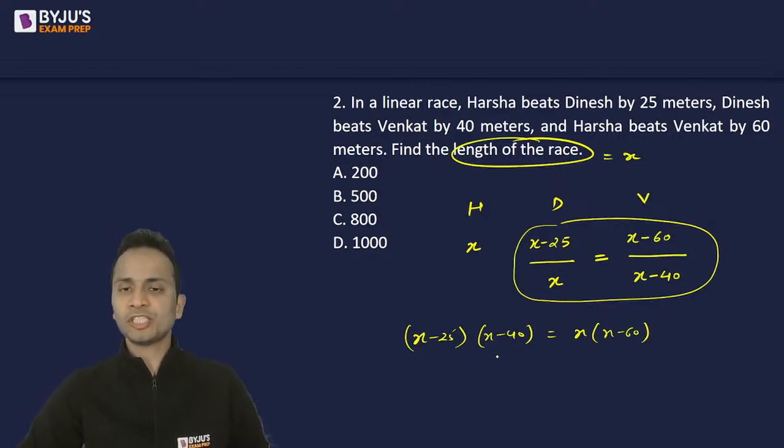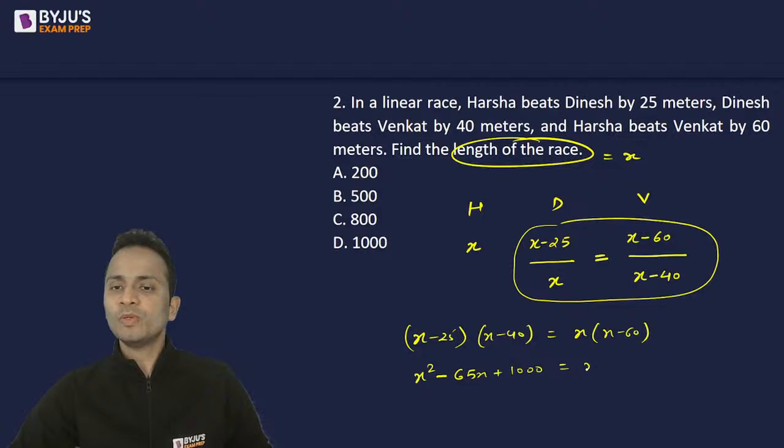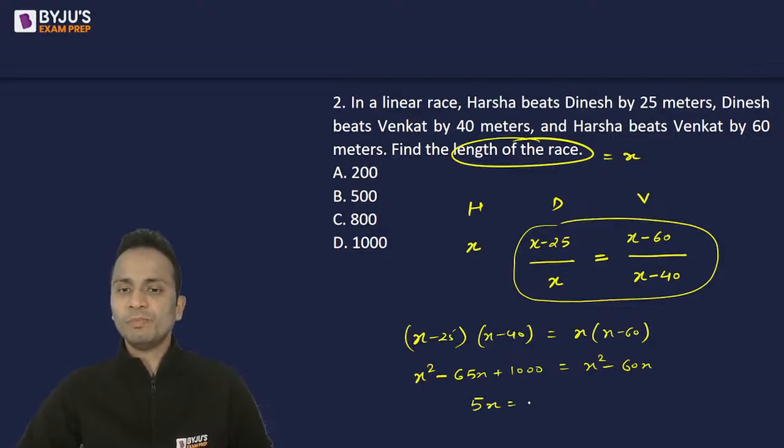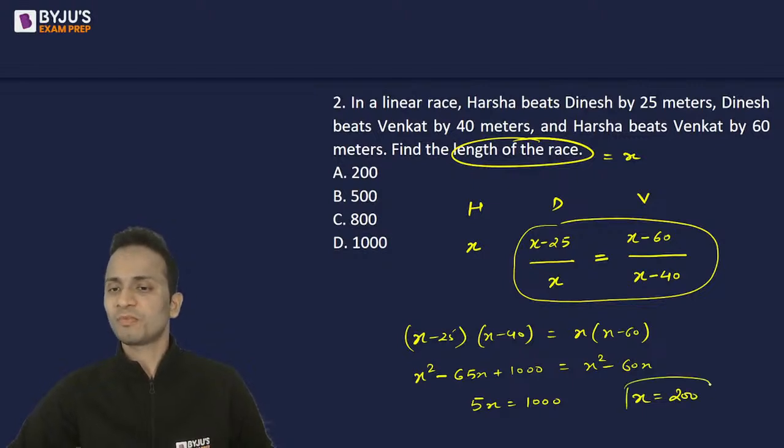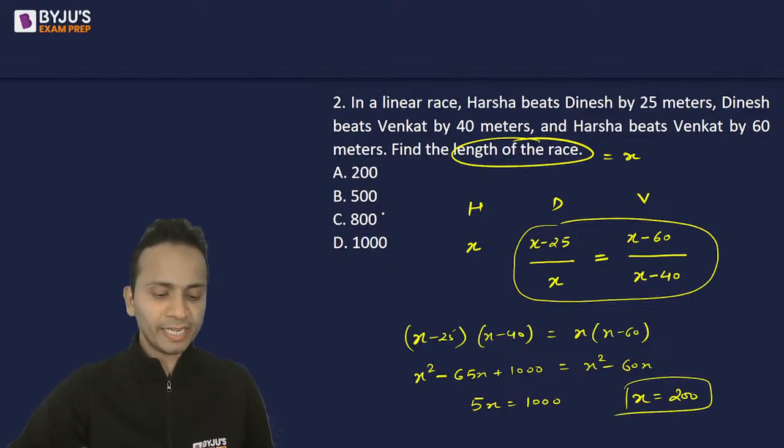Now do the multiplication, open the brackets. x square minus 65x plus 1000 is equal to x square minus 60x. Now 65x minus 60x, that is 5x, will be equal to 1000. x square will get cancelled. So the value of x comes out to be 1000 divided by 5, that is 200. Alright, so 200 is the correct answer.